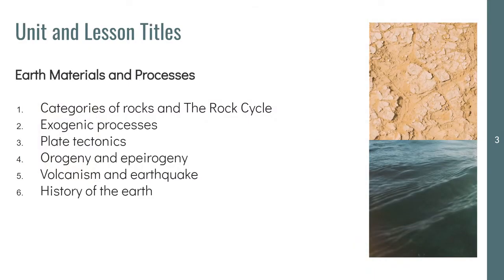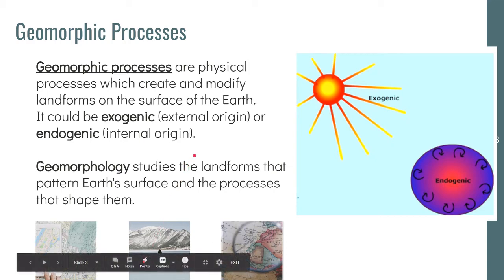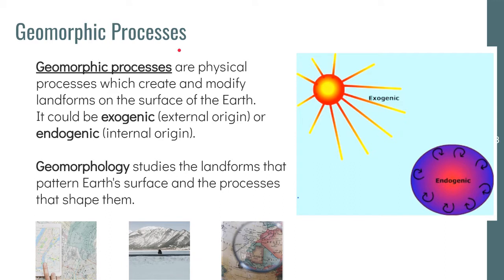These are the unit and lesson titles for this video series, and in this video, we are going to focus on exogenic processes. Exogenic processes fall under this unit on geomorphic processes. We define those as physical processes which create and modify landforms on the surface of the earth. It could be exogenic, exo meaning external origin, just like the sun here, or endogenic, endo within, internal origin.